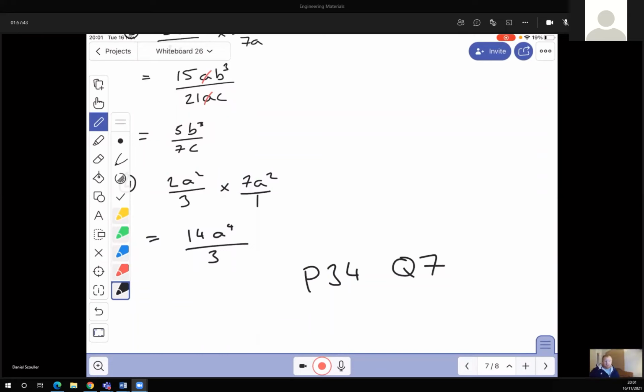Page 34, question 7 for those ones. So I won't give you any time to do them. It won't take you long just to catch up with or get up to speed with that.